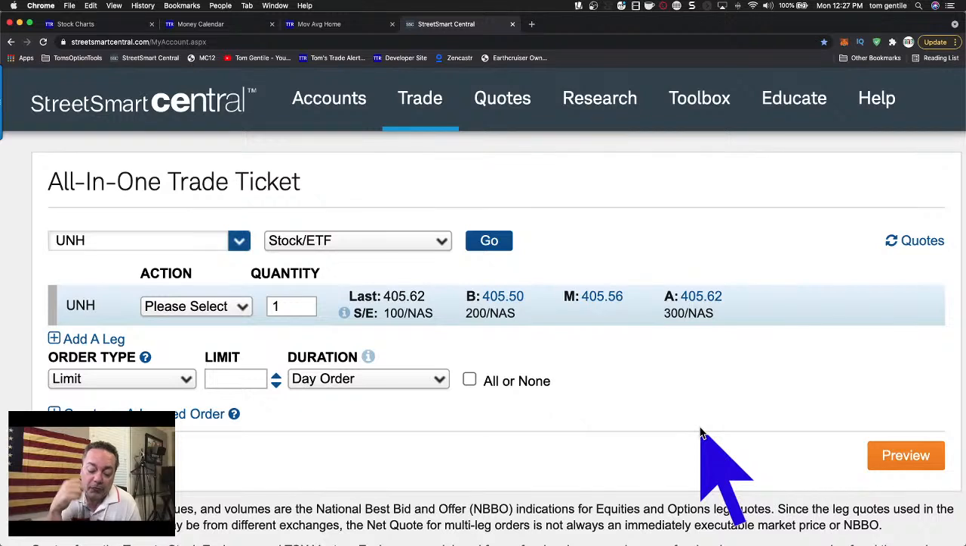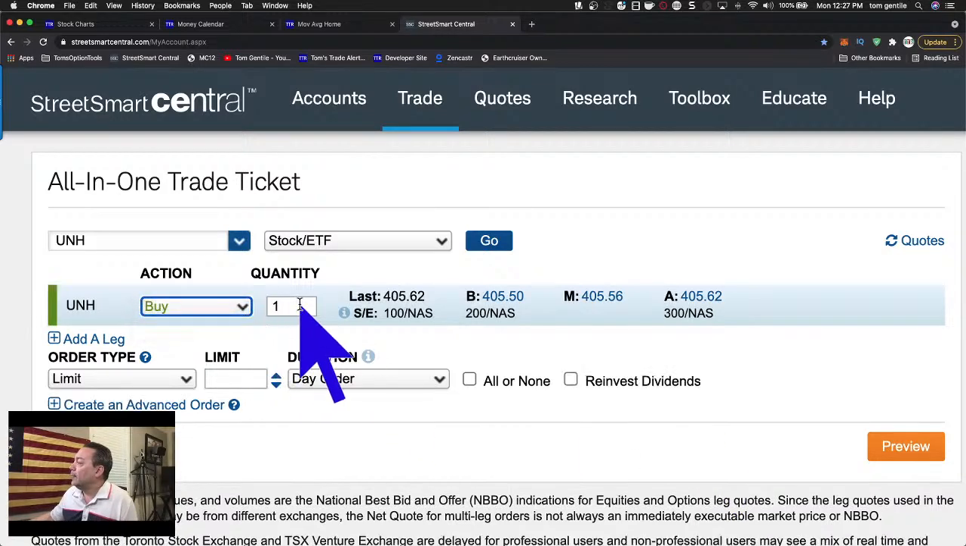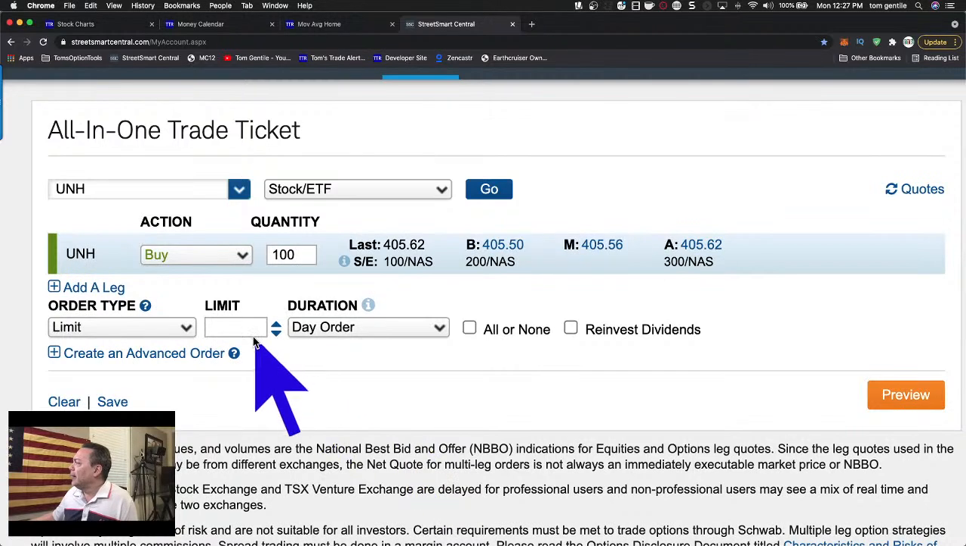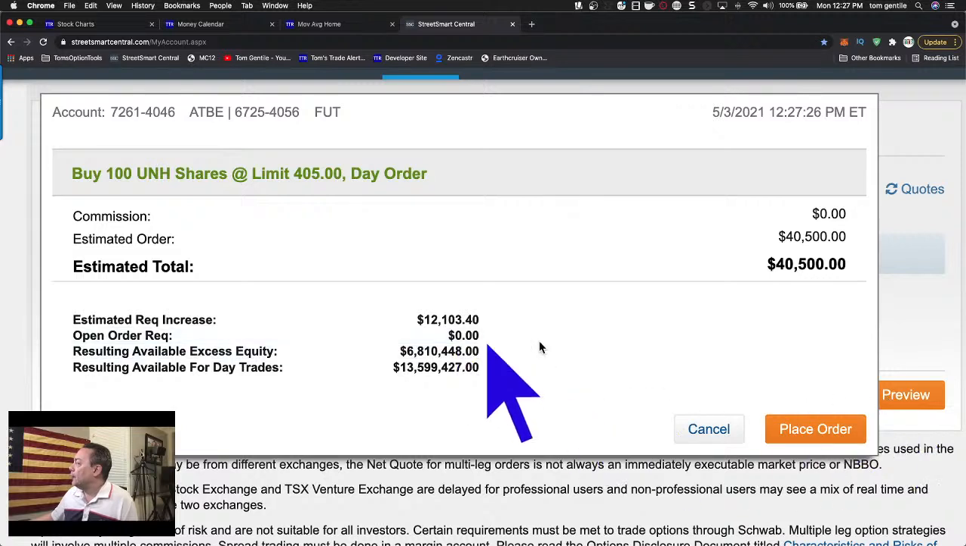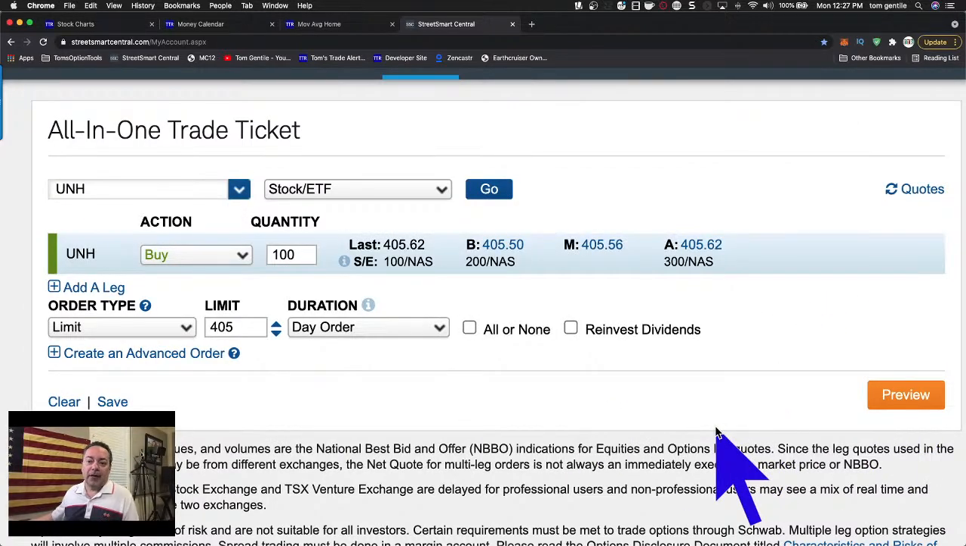So if I buy 100 shares of this stock, let's say I do it in a limit order of 405 as an example. Let me preview that one. That's going to cost me, well, it's $40,000. $40,000. Okay.